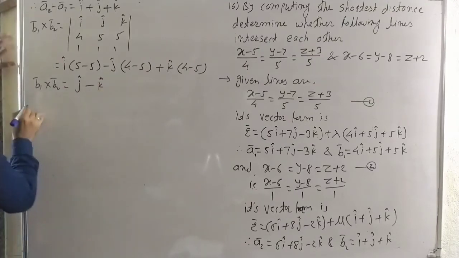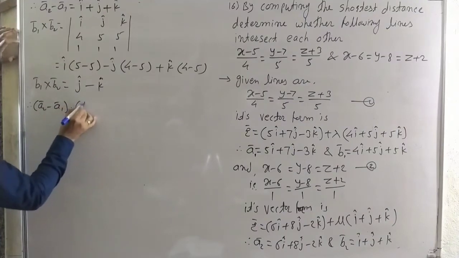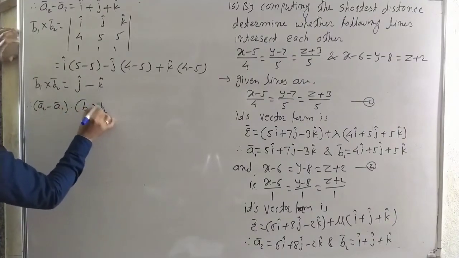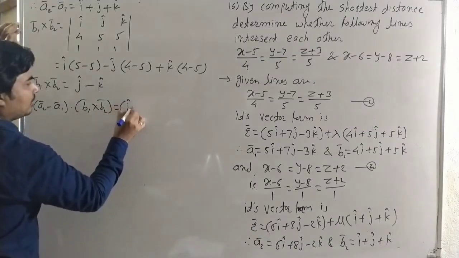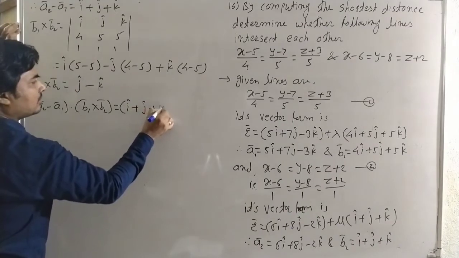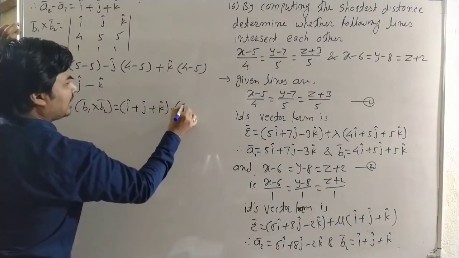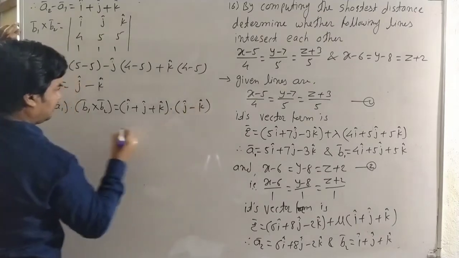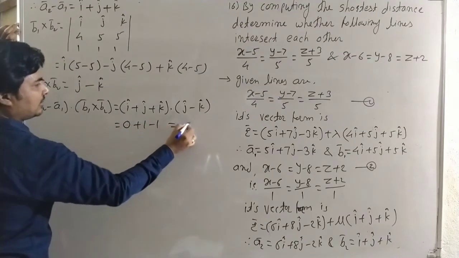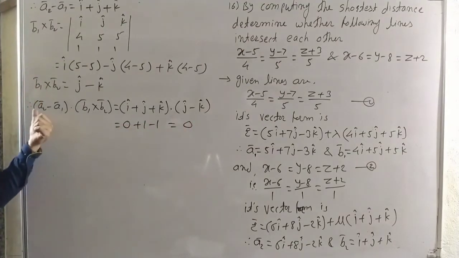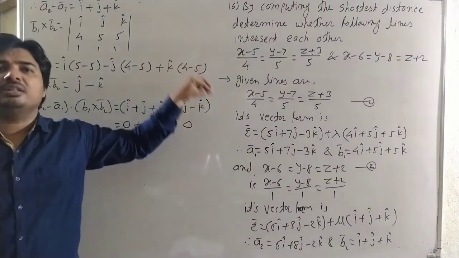See carefully. Therefore we can find a2 bar minus a1 bar dot b1 bar cross b2 bar, which is equal to (i cap plus j cap plus k cap) dot (j cap minus k cap), which is 0 plus 1 minus 1, and that is 0. That is, the dot product is 0. Then a2 bar minus a1 bar dot b1 cross b2 is equal to 0. That means the lines intersect each other.